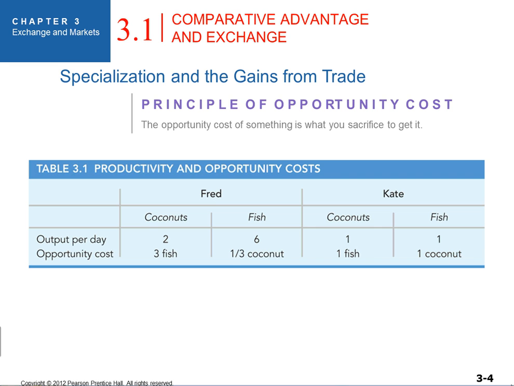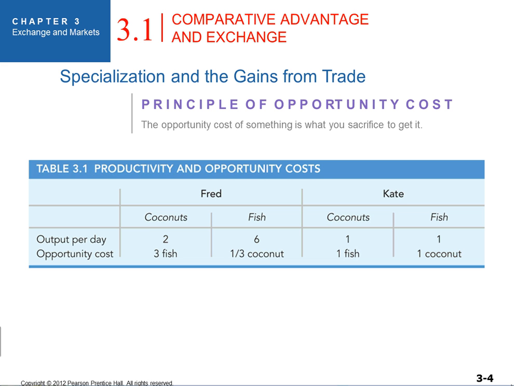We're now ready to talk about specialization and gains from trade, but first let's review the principle of opportunity cost. The opportunity cost of something is what you sacrifice to get it, and that relates directly to this example. So when we go through this and we talk about Fred and Kate in trade, you could generalize this to trade between any two countries. You could generalize it between trade between any two organizations, or just between two individuals.